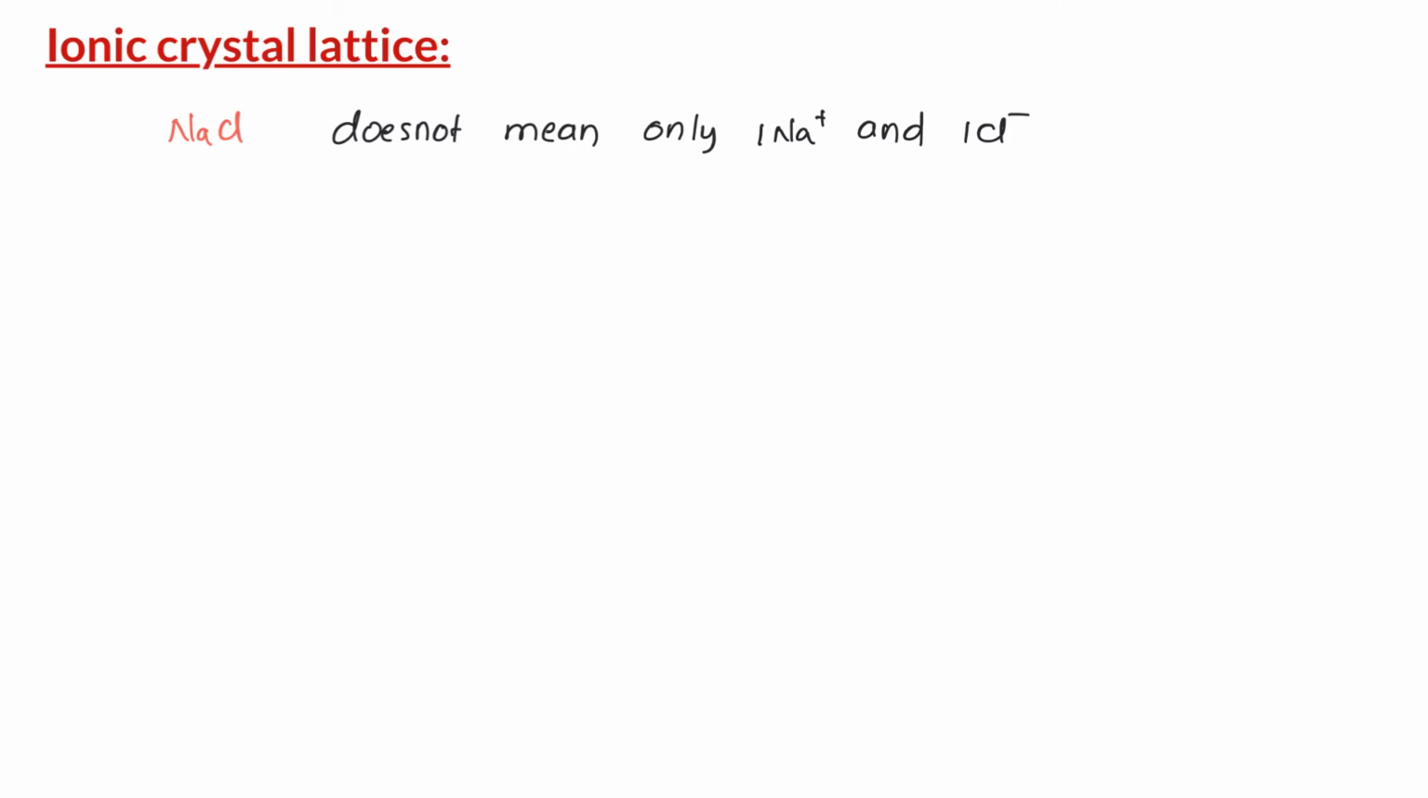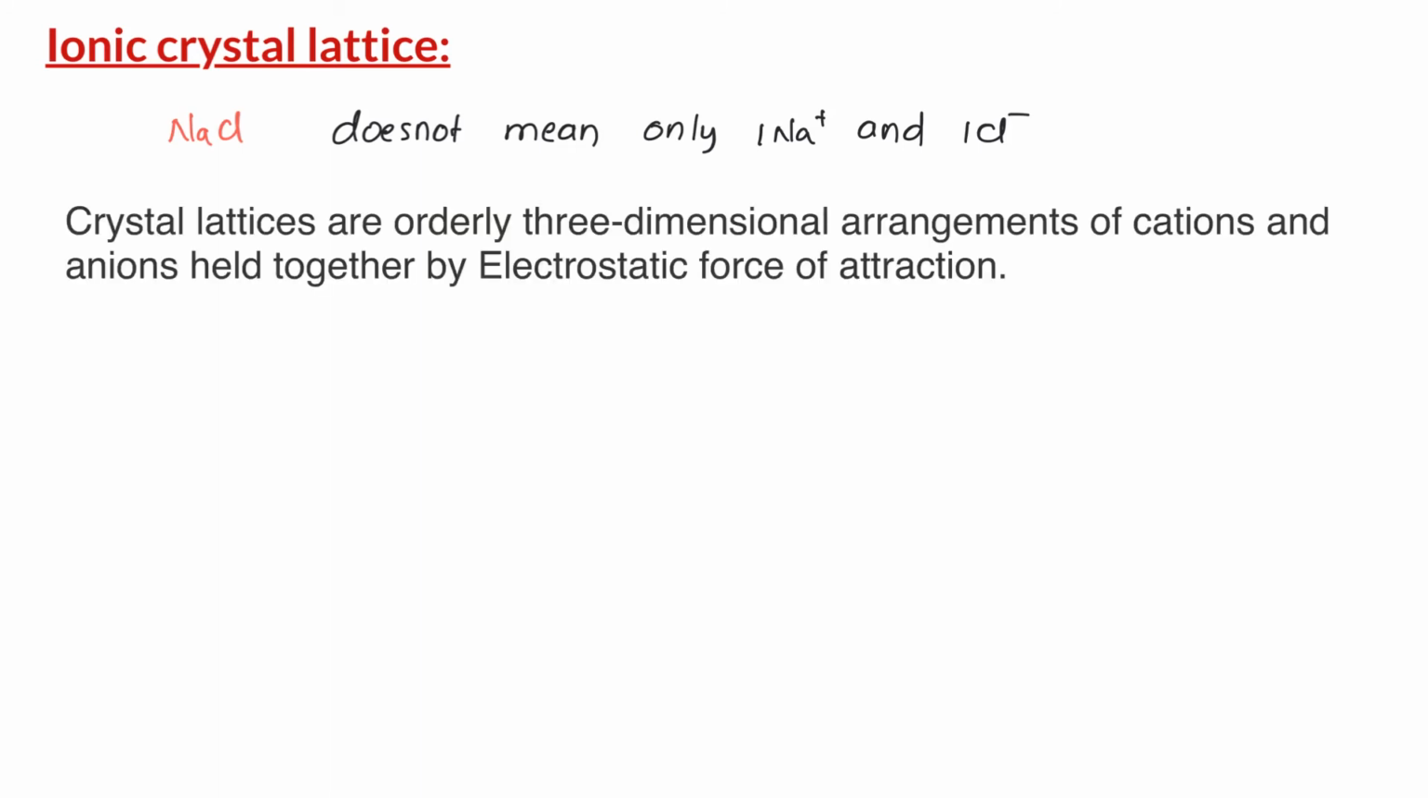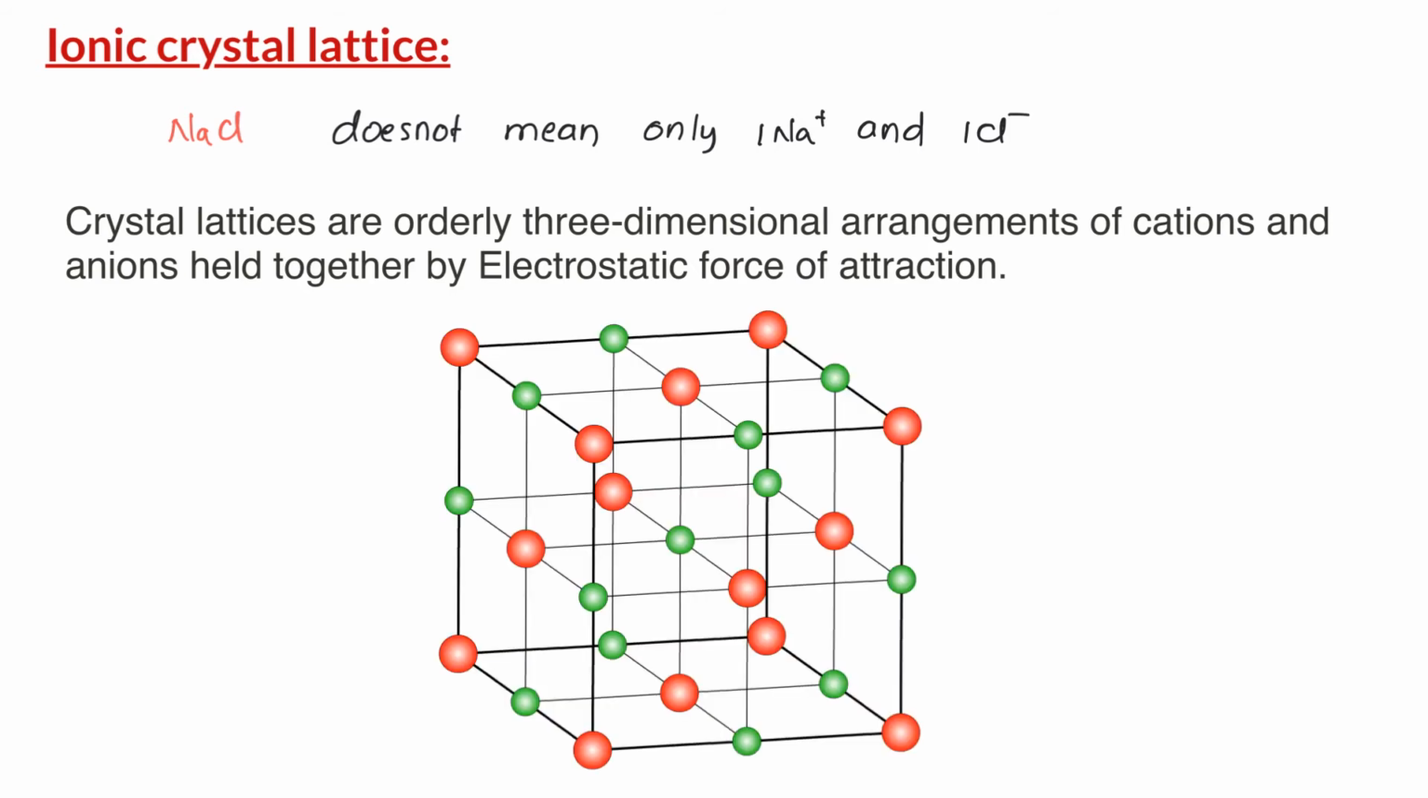Ionic compounds usually exist in the form of crystal lattices. Crystal lattices are orderly three-dimensional arrangements of cations and anions held together by electrostatic force of attraction. This is how a lattice of sodium chloride looks. The green spheres are Na plus ions and the red ones are Cl minus.